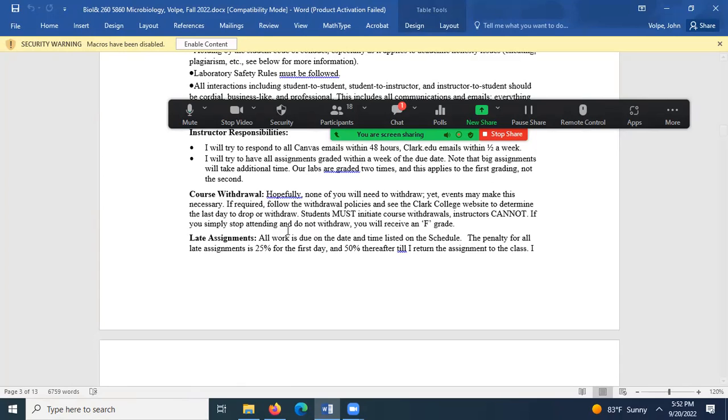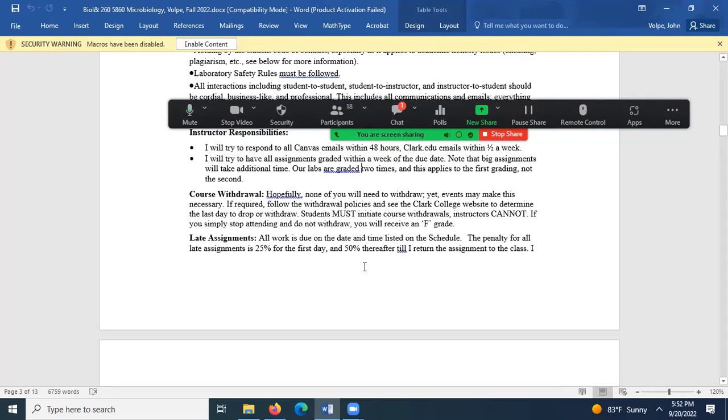You can look into that. In fact, I usually had a link for that someplace. It's on the calendar for Clark College when you can withdraw or when you can drop. If you do not withdraw from the course, then you will get the grade that you deserve. And if you just stop attending and don't turn in assignments, you will most likely receive an F grade.